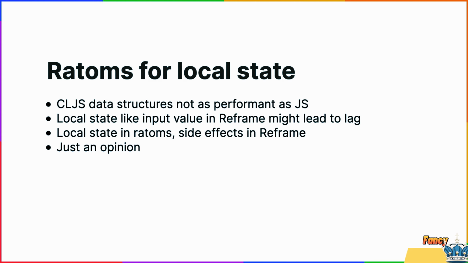ClojureScript data structures are not as efficient as raw JavaScript data structures. This performance difference is most evident during actions that require real-time feedback. For example, if you choose to store local form state in app.db, you might experience input lag as your app grows. To bypass this issue and excessive boilerplate code, we are going to use Ratom for UI-only state and Reframe for shared state and side effects. Again, this is just an opinion. There's nothing stopping you from moving everything to Reframe. For smaller apps, you might not even need Reframe.